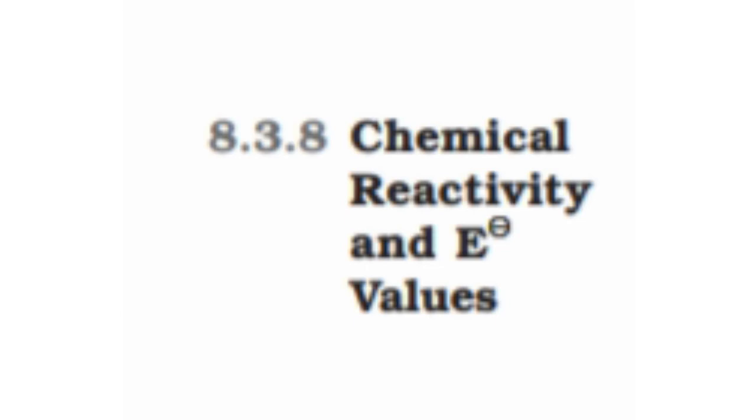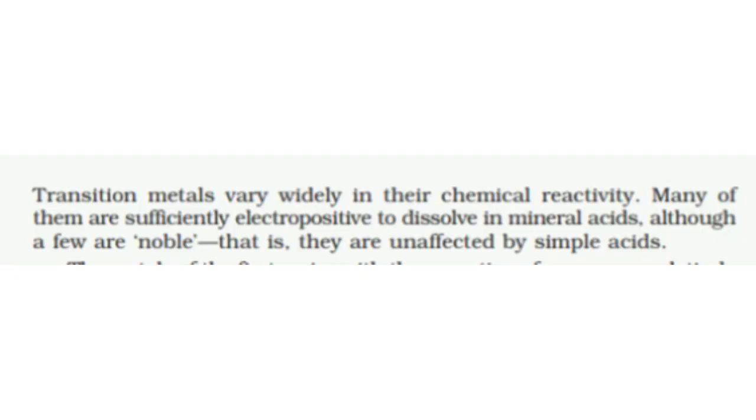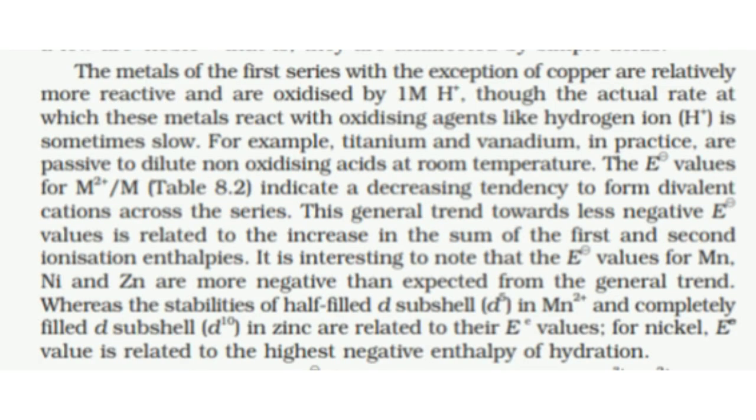Chemical reactivity and E0 values. Transition metals vary widely in their chemical reactivity. Many of them are sufficiently electropositive to dissolve in mineral acids, although a few are noble, that is, they are unaffected by these simple acids. The metals of the first series, with the exception of copper, are relatively more reactive and are oxidized by 1 molar H+, though the actual rate at which these metals react with oxidizing agents like hydrogen ion H+ is sometimes slow. For example, titanium and vanadium in practice are passive to dilute non-oxidizing acids at room temperature.